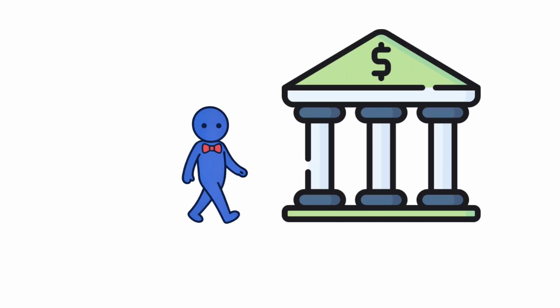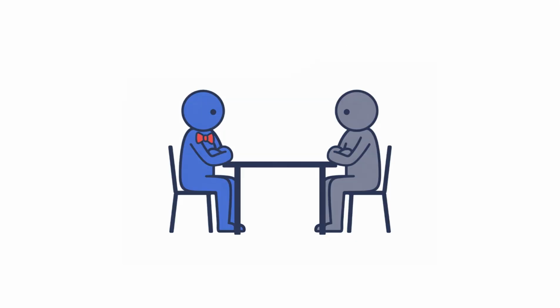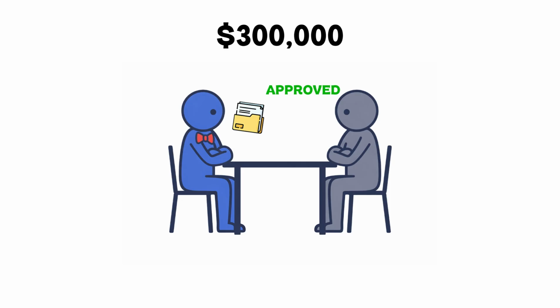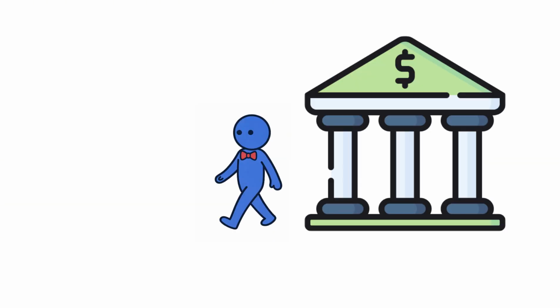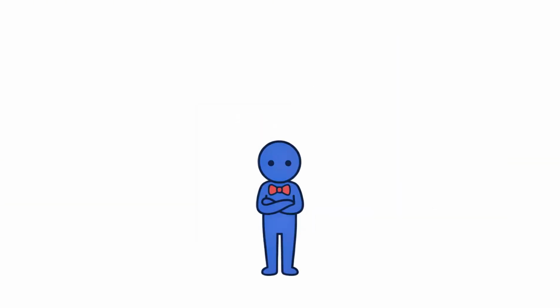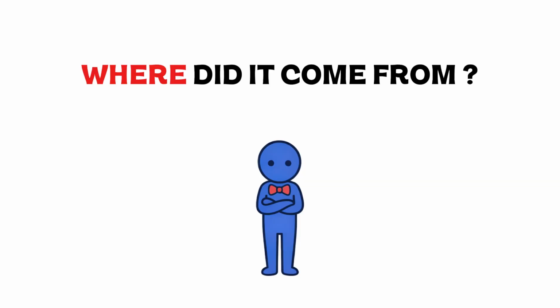Imagine you walk into a bank. You sit across from a loan officer, hand over your documents, and 30 minutes later, you are approved for a $300,000 mortgage. You shake hands, you leave. Here's the question most people never think to ask: where did that $300,000 come from?